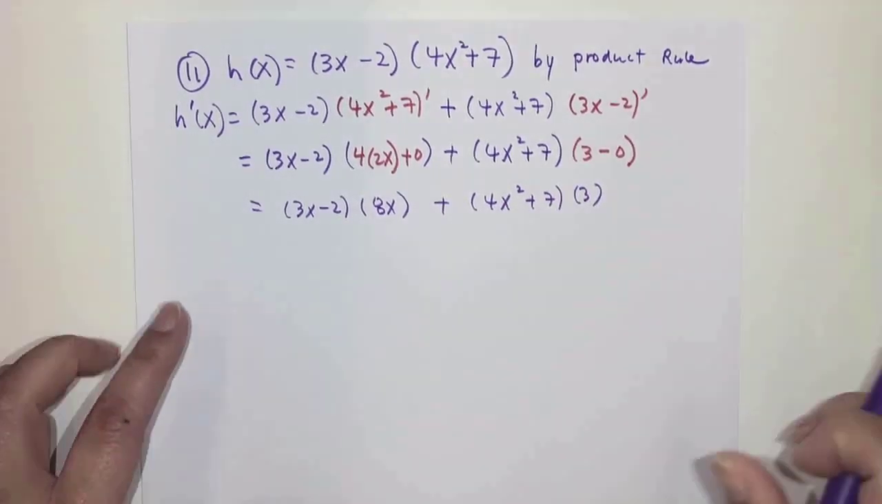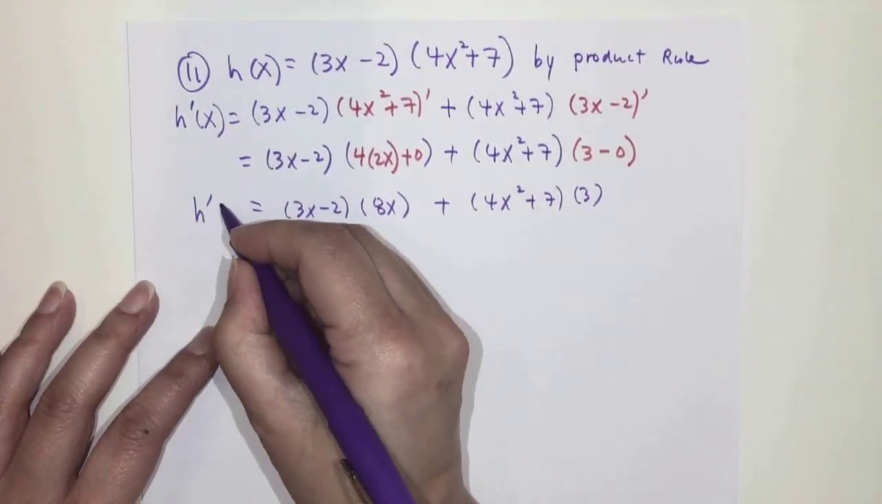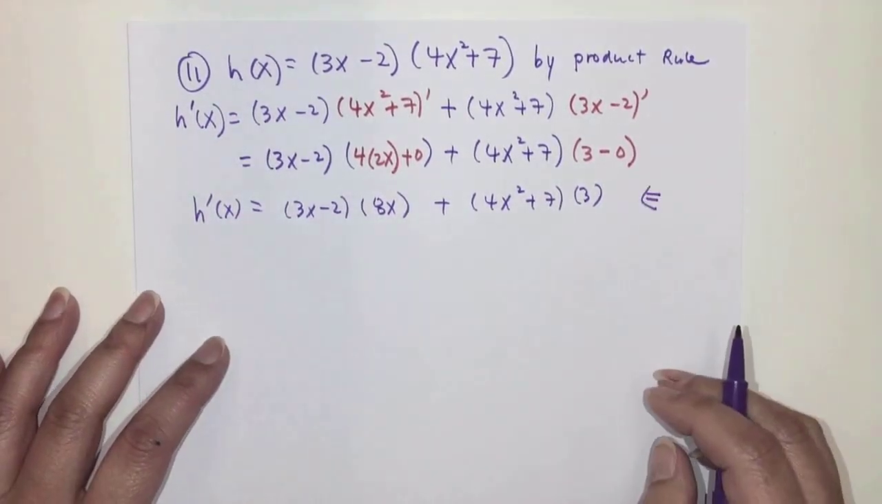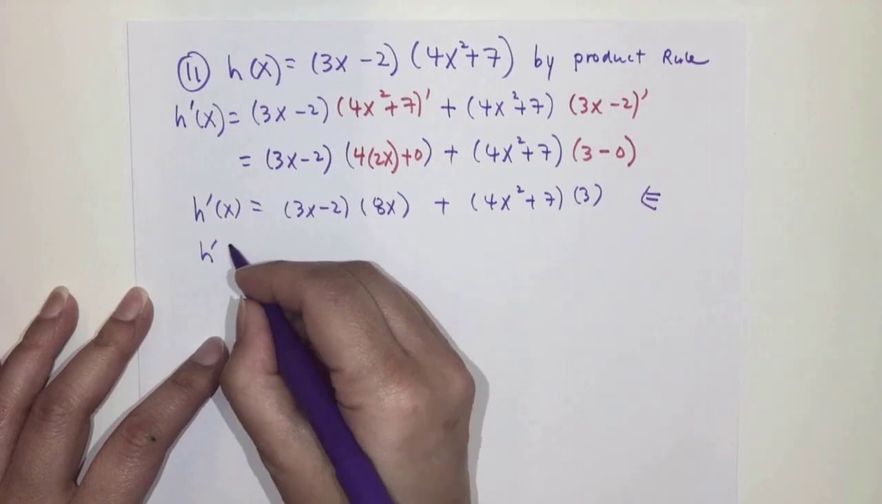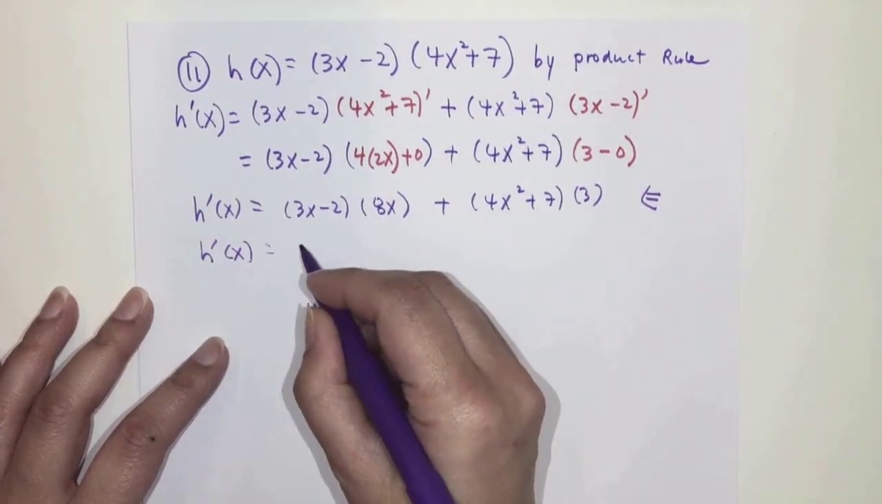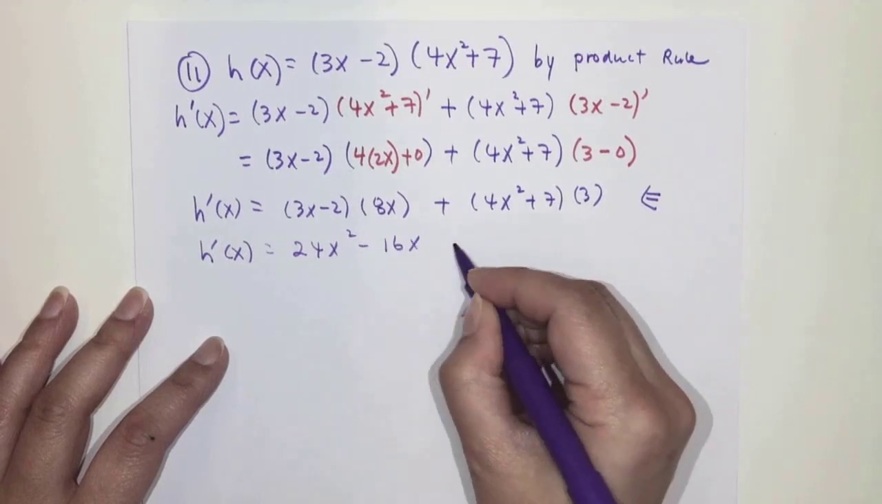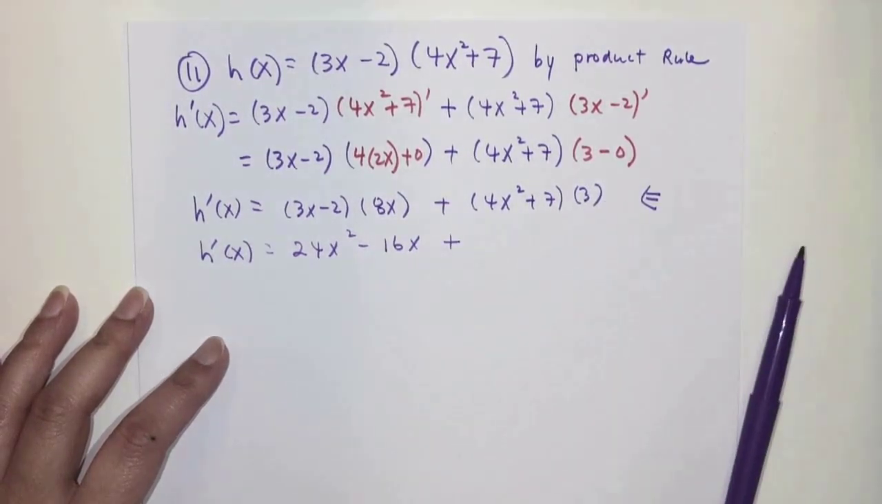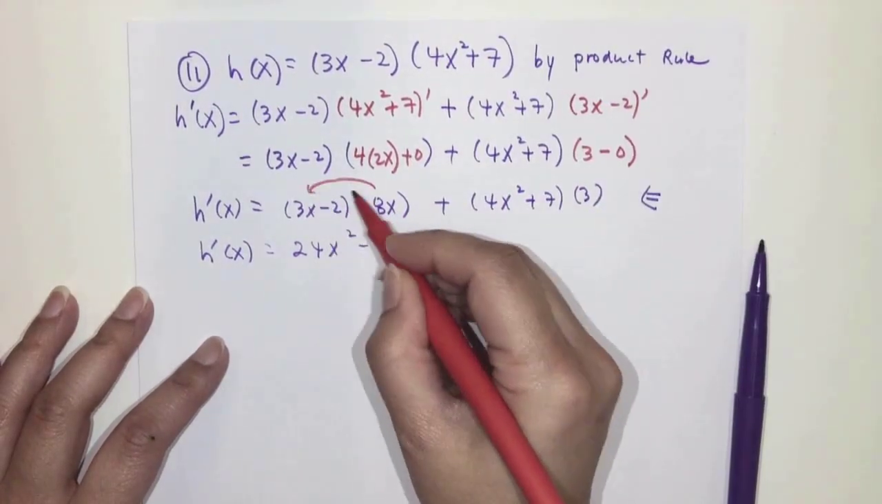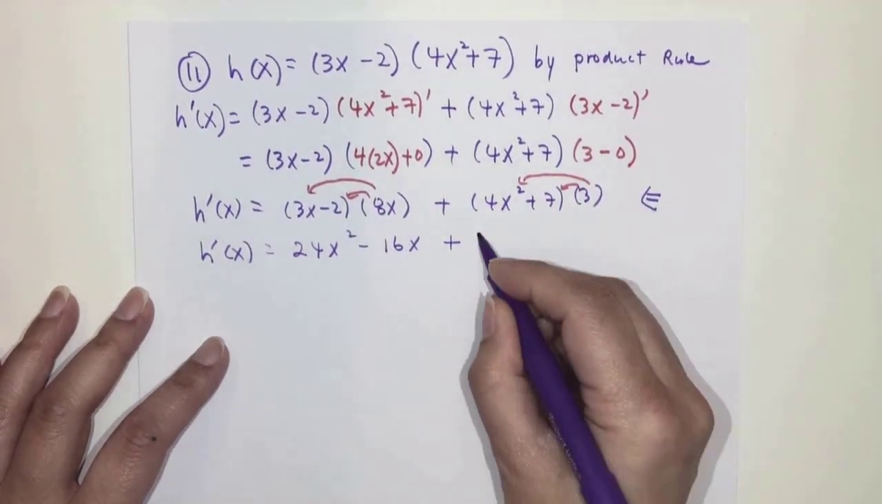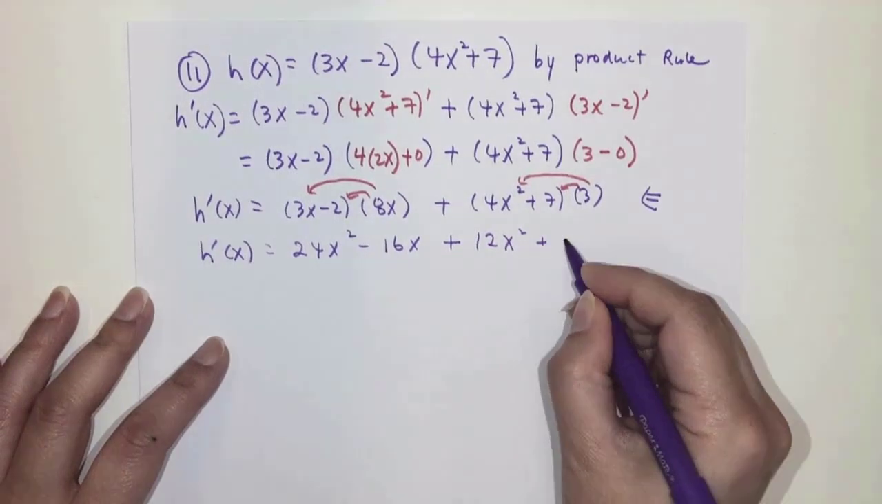So if you get to this part, I'm pretty happy. It means you know how to apply the product rule. But you can go a little bit further. For simplifying, that would give us 24x squared minus 16x plus, when you distribute, right? This times this, this times this, this times this, this times this. So that would be 12x squared plus a 21.